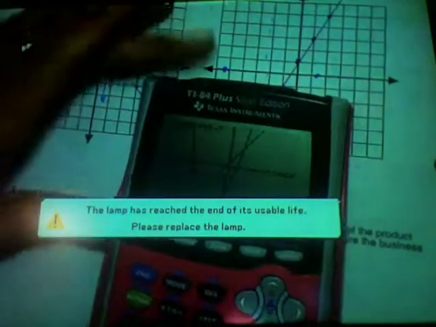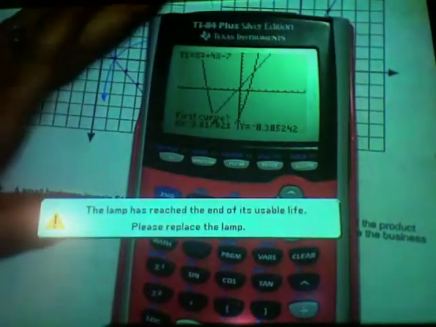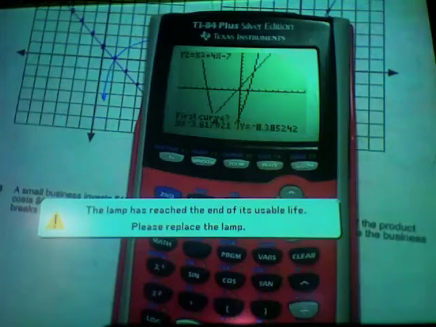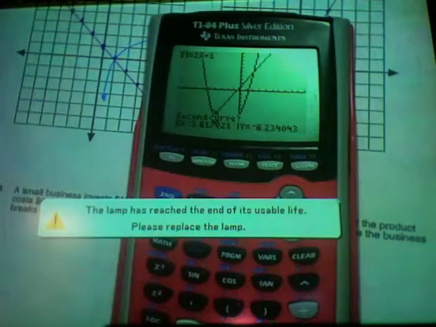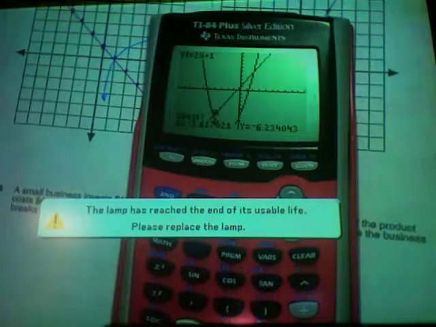Alright, so I did intersection again. It's hitting the first curve, it's flashing right there. So I hit enter, and it should pop up on the second curve. I think they were just too close for me to see it, so I hit enter and then guess. What point did it give me? -4, -7.